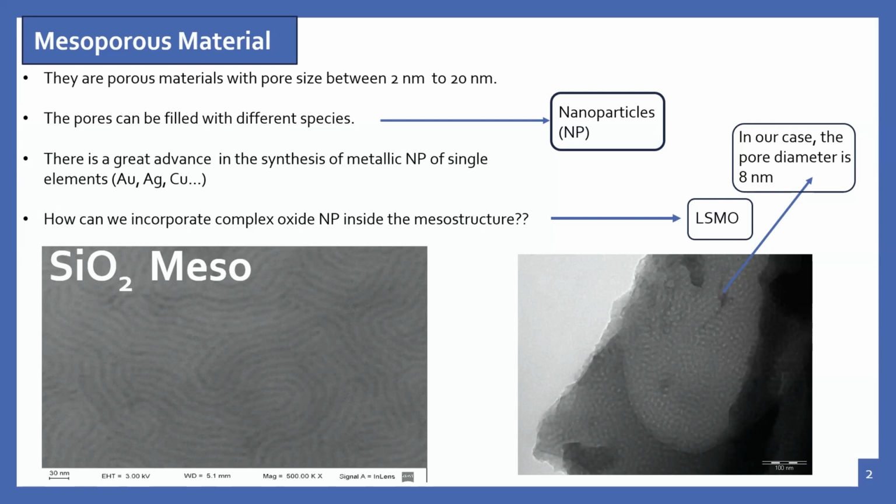Here I bring you some images. The first is from a scanning electron microscope. As you can see, the surface of the thin film that we are working with is a mesoporous silicon dioxide. And in this TEM image, you can see the distribution of the pores better. In our case, we are working with a pore diameter of 8 nanometers.